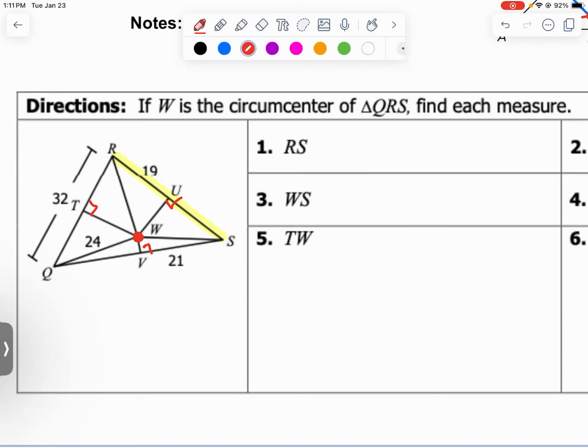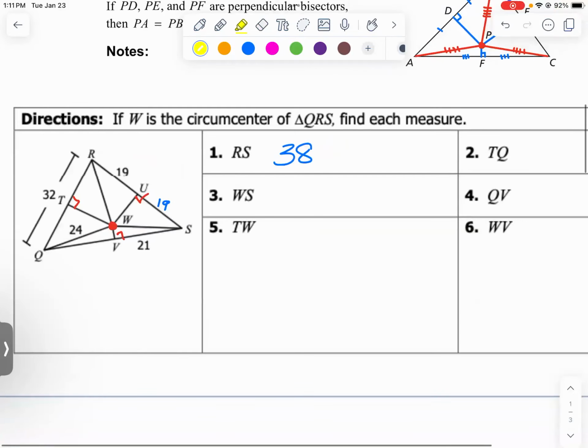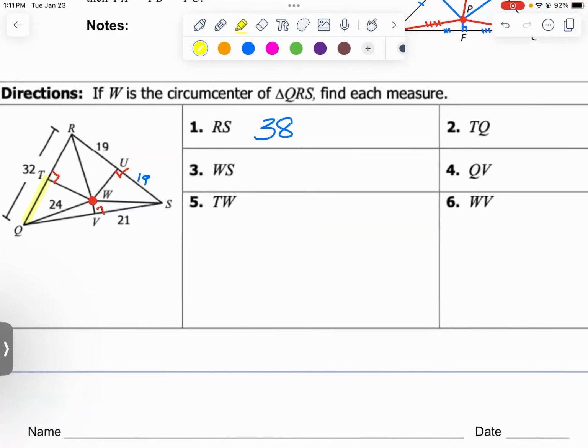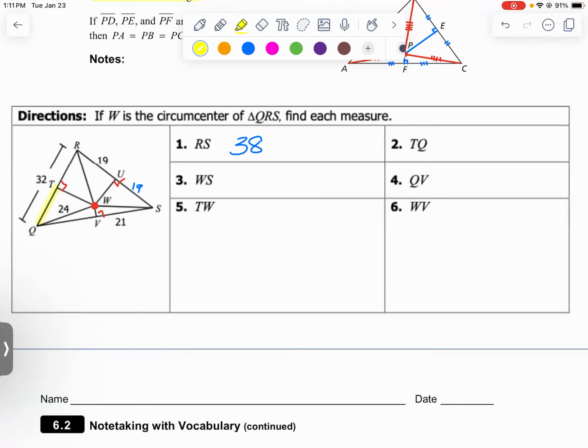How'd you get 38? Okay, we know that this is a perpendicular bisector, so these two segments have to be the same length. So put them together, we have a total of 38. Okay. Next, I want to know the measure of TQ. Remember, this is a perpendicular bisector, so if this is RQ, what is TQ? Look at us go. All right. WS.